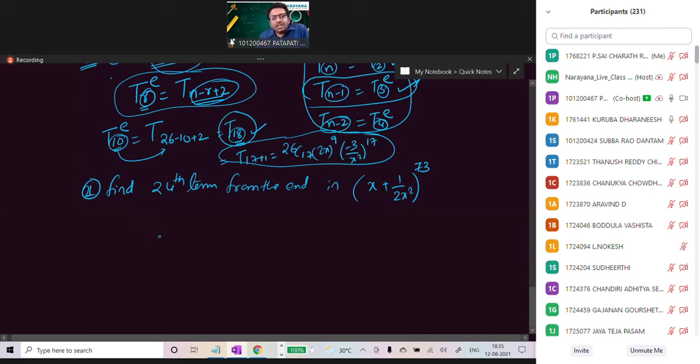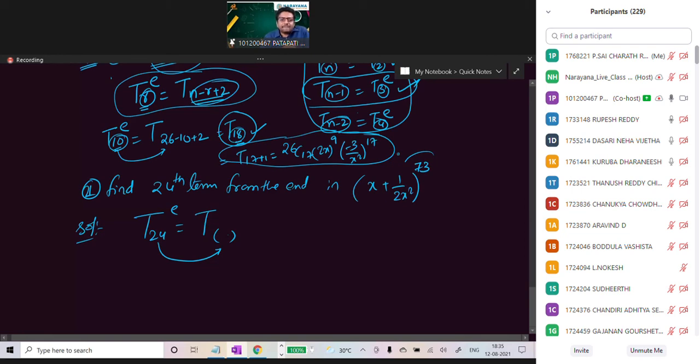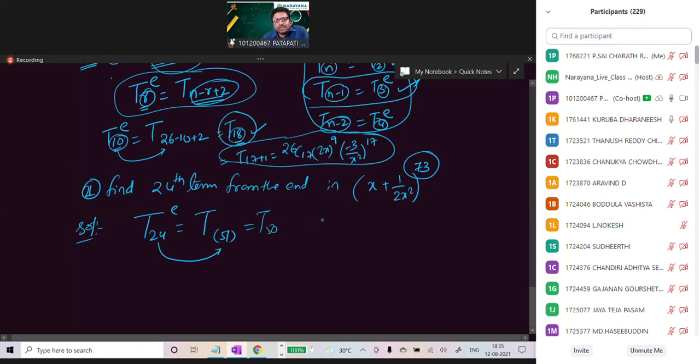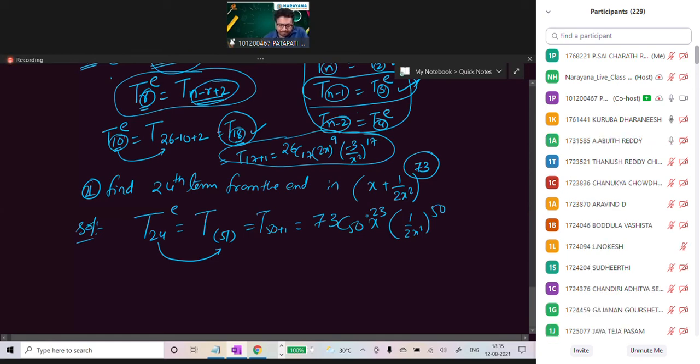So T24 from the end will be equal to T, how much from the start? 75. Whatever you write here, the sum should be 75. So 51. That's it. T51 is T50 plus 1. So 73 is T50. 1 by 2x square whole power 50, power 23. Done. You see? Okay.